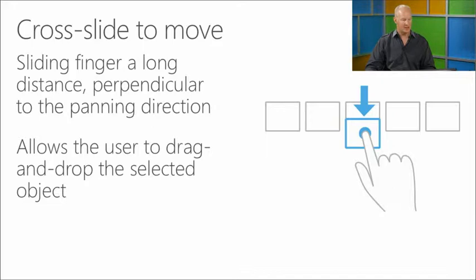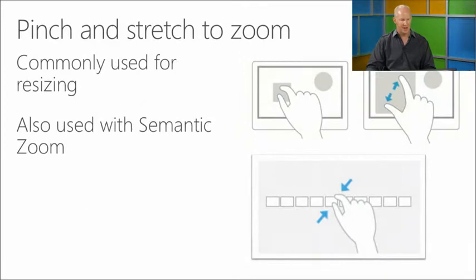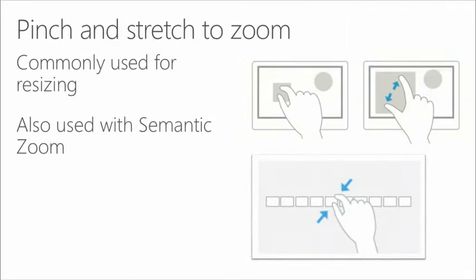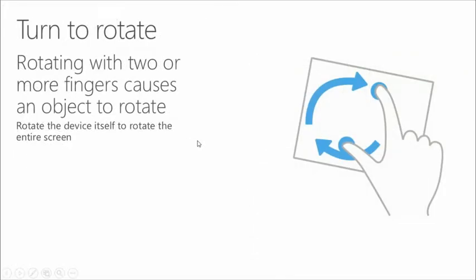Right. Cross slide to move, that's drag and drop. If I just keep pulling, it'll move it into a drag and drop mode and I can move it around. Pinch and stretch to zoom, so pinching down to go into semantic zoom or optically zooming in and out, like on a photo or on a map. And then turn to rotate, right? Like if I was in a puzzle game and I was turning the puzzle pieces around to fit them together, like puzzle touch. Just grab it, start turning.